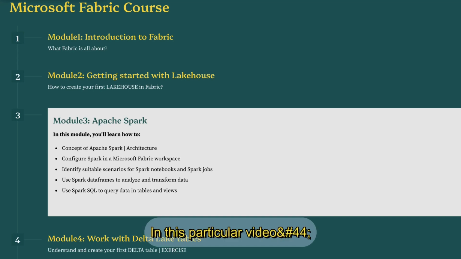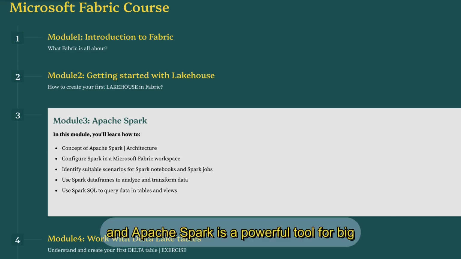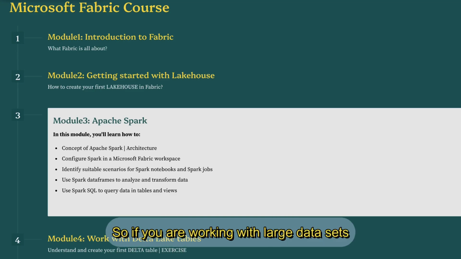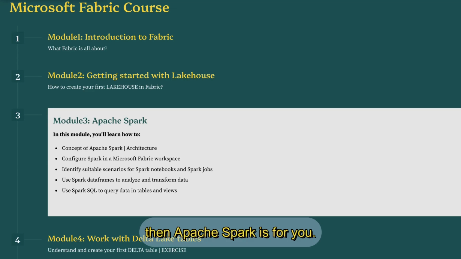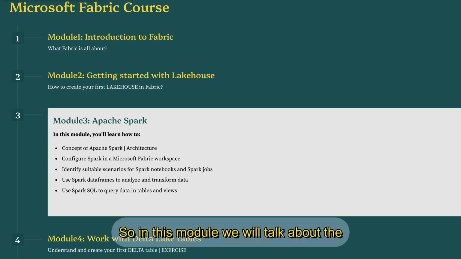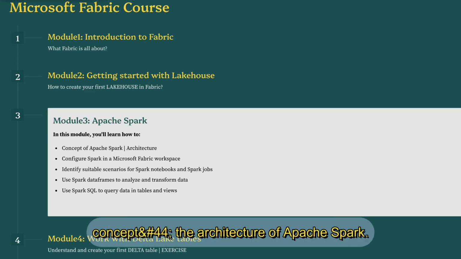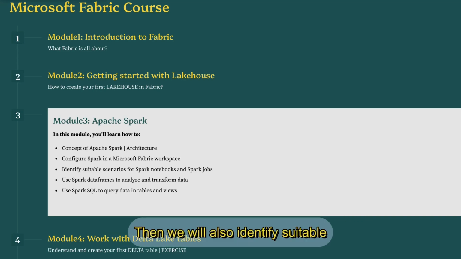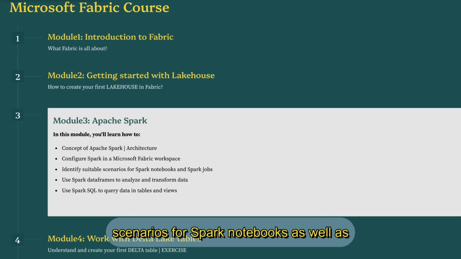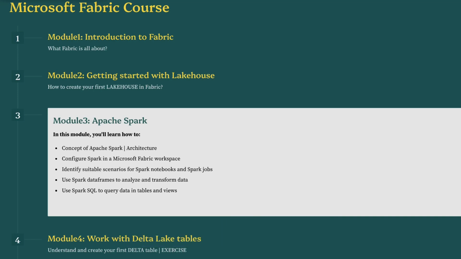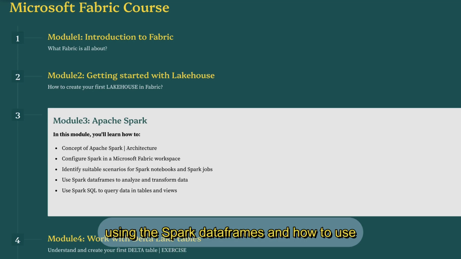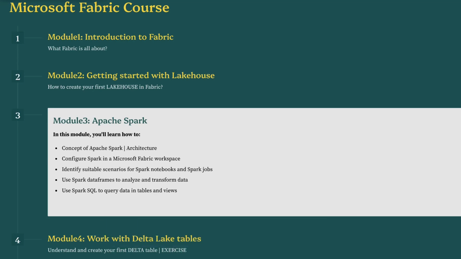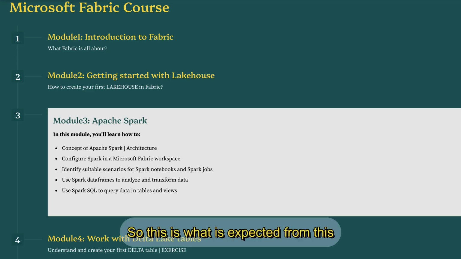In this particular video, this is Apache Spark, and Apache Spark is a powerful tool for big data processing. So if you're working with large data sets and need to analyze them quickly, then Apache Spark is for you. So in this module, we'll talk about the concept, the architecture of Apache Spark, then we will configure Spark in Microsoft Fabric Workspace. Then we will also identify suitable scenarios for Spark notebooks as well as Spark jobs. And finally, we will talk about using the Spark data frames and how to use Spark SQL to query data in those tables. So this is what is expected from this particular video.